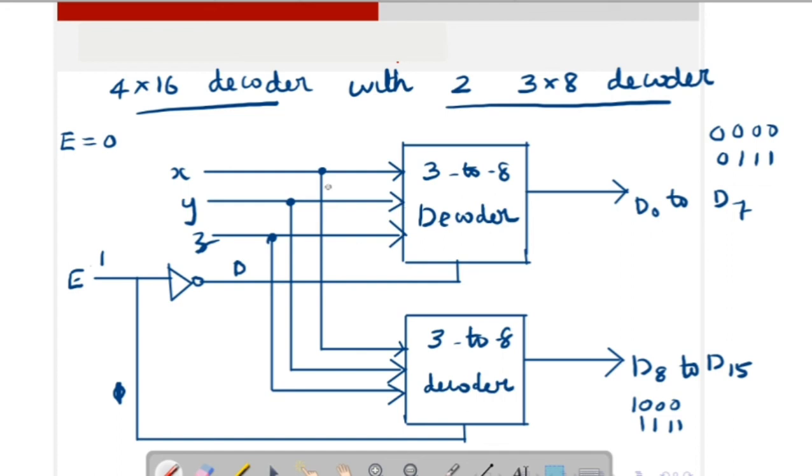So this is how we can design a 4/16 decoder with two 3/8 decoders. Okay, clear? So this is all about the decoder with enable input and demultiplexer. Decoder with enable input acts as a demultiplexer too. Clear? Thank you.